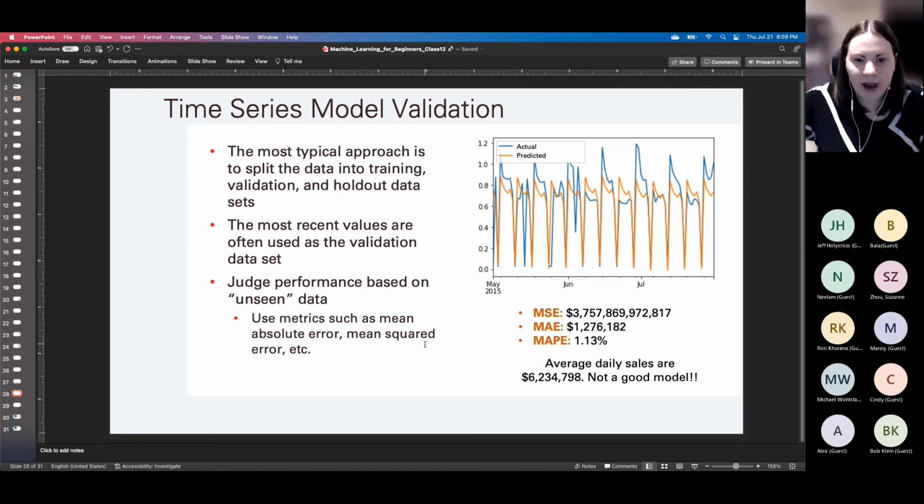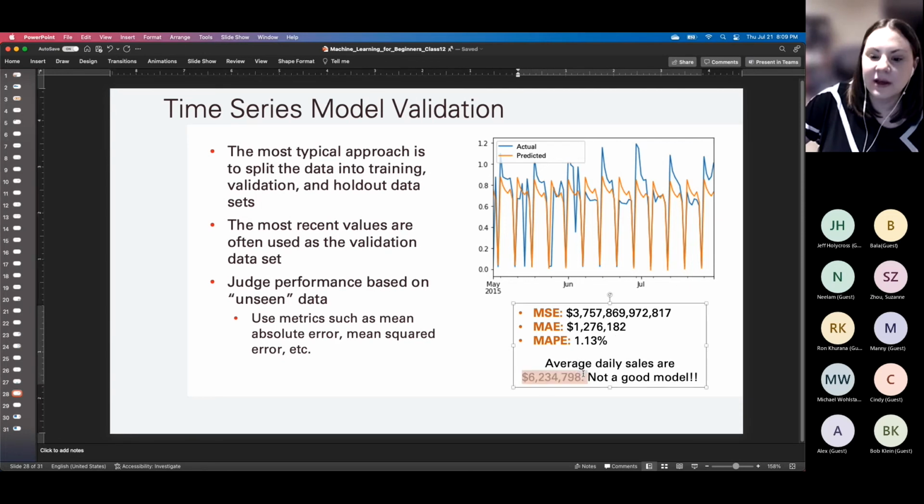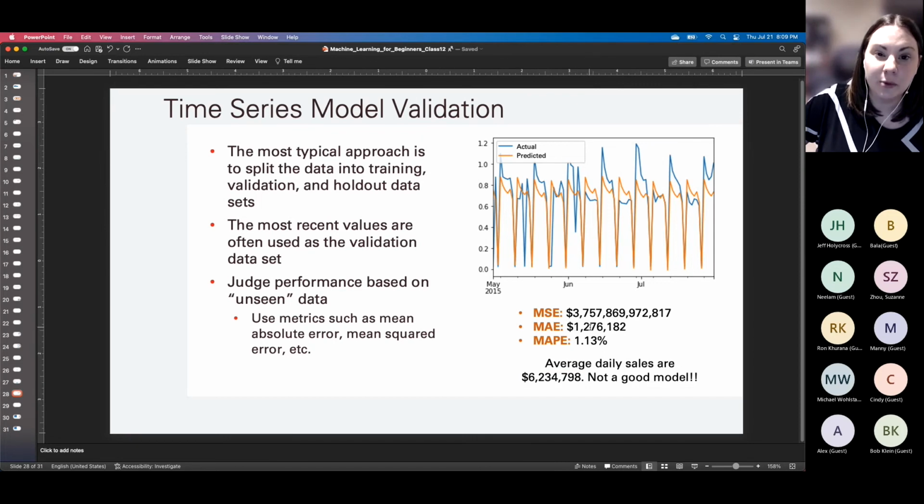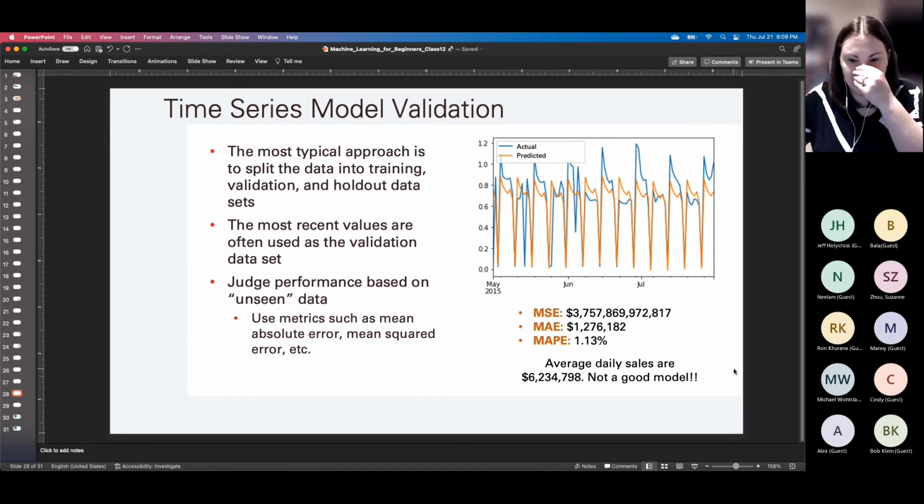I always get that question inevitably. What's a good MAE? What's a good MSE? There is none, because you could be looking at something where your data ranged from 0 to 1, and you can be looking at something that has a high magnitude like this. But I do know that if our average daily sales are 6 million and we're missing by 1.3 million, that isn't good. So that tells me that my model's not great.